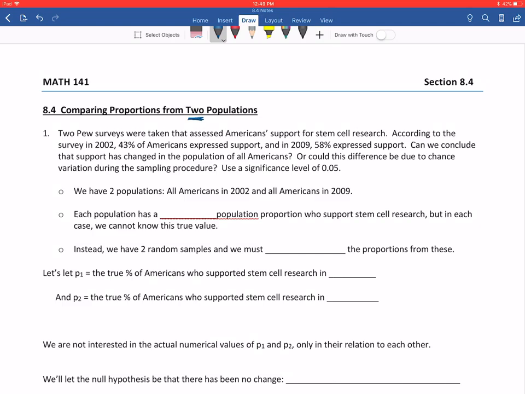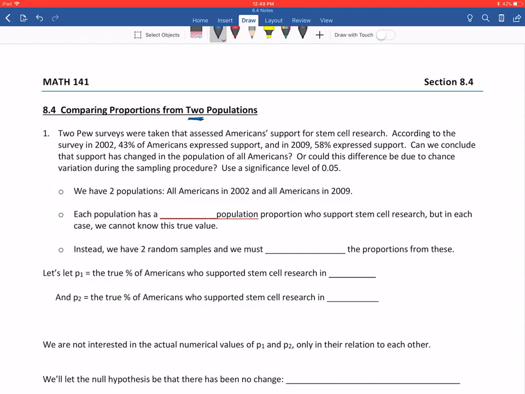But this is two different Pew surveys taken to assess America's support for stem cell research. In 2002, 43% of the Americans expressed support, and again, that's from the survey, Americans in the survey. And in 2009, 58% of those surveyed expressed support. So can we conclude that the support has changed in the population of all Americans, or could this difference just simply be due to chance during the sampling procedure?